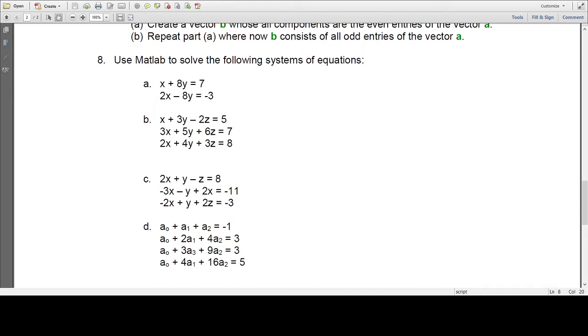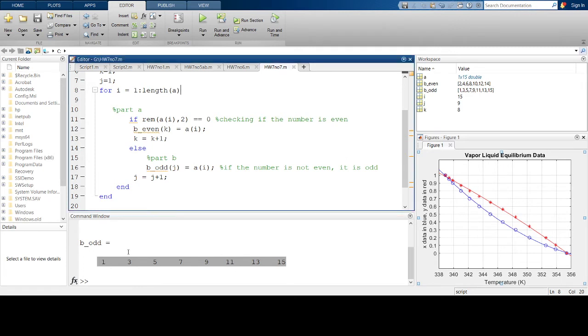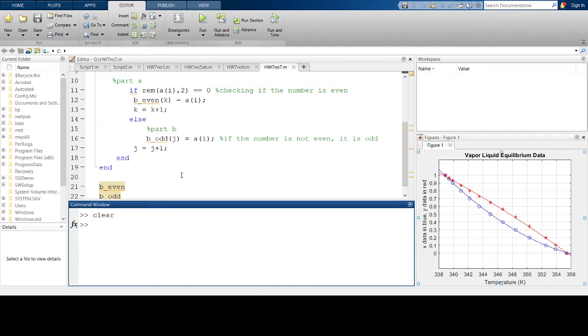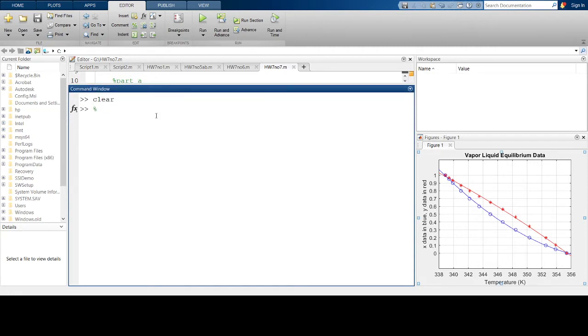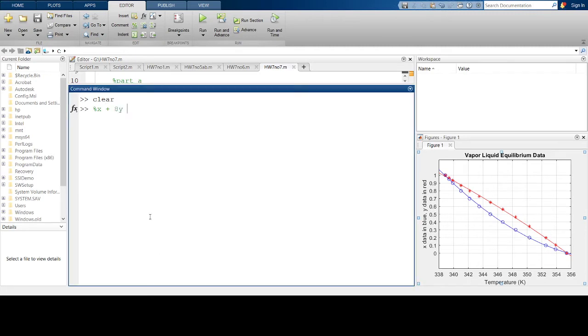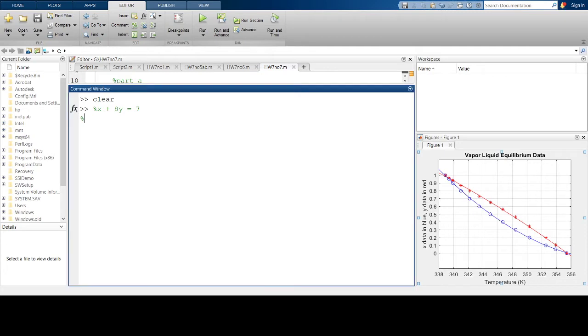Okay, so let's take note of the first equation: x plus 8y equals 7, and 2x minus 8y equals minus 3. Let's go to MATLAB and start working on this. Let me clear everything and put a comment here: x plus 8y equals 7, and my second equation is 2x minus 8y equals minus 3. So these are the two equations.